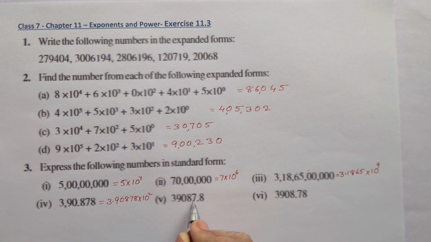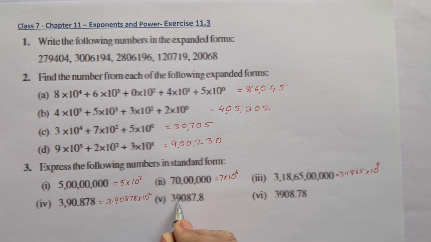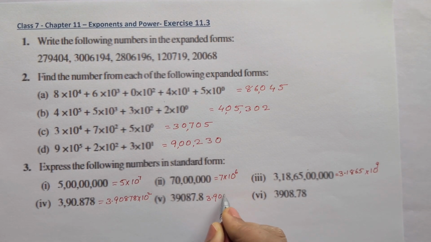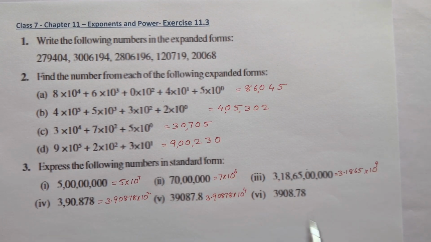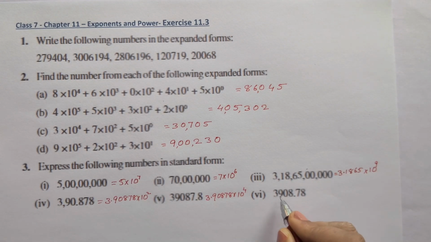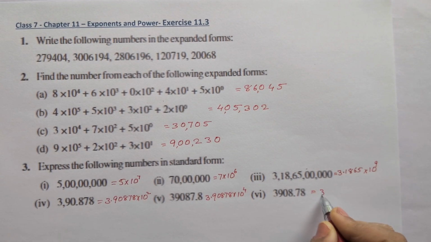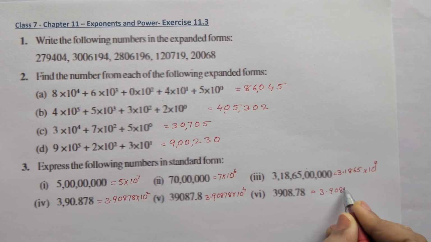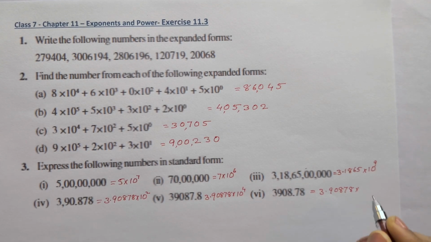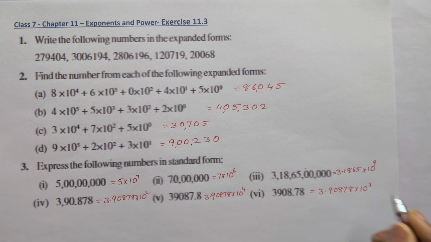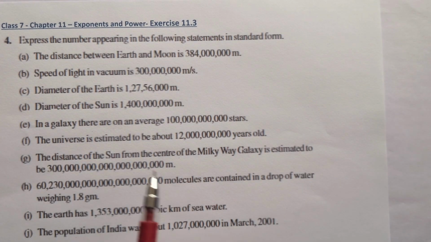Here we have to move 1, 2, 3, 4 places to left. So 3.90878 into 10 raised to 4. Here 3.90878 into, from here we have to move 3 places to left, so 10 cube. Standard form. Question number 4.